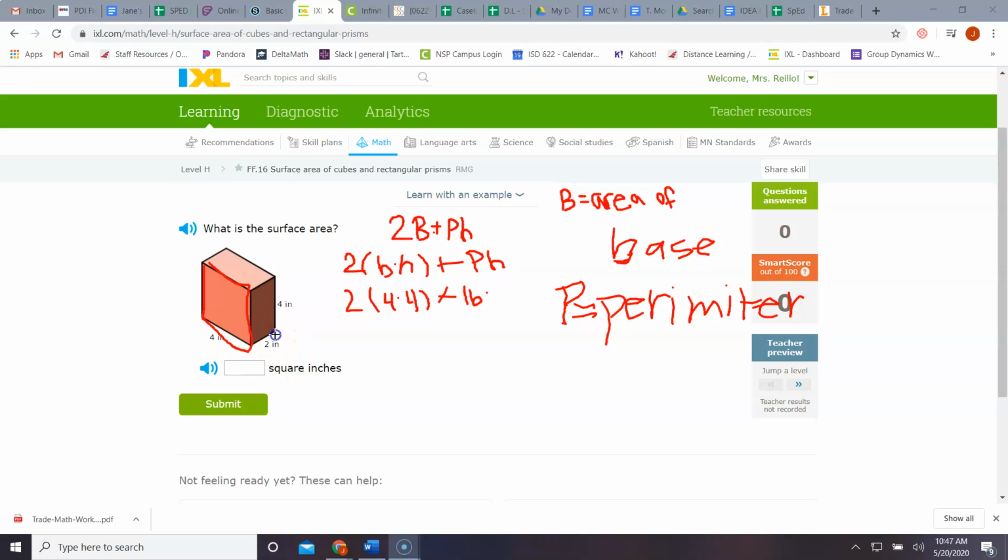Our height of our entire thing is what connects our 2 bases together. So if we're using this as our base, 2 is actually our height. It's the distance that connects our 2 bases together. All right, so here we end up with 2 times 4 times 4 gives us 16 plus 16 times 2. 16 times 2 is 32.